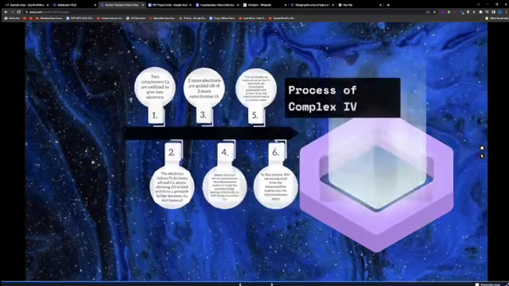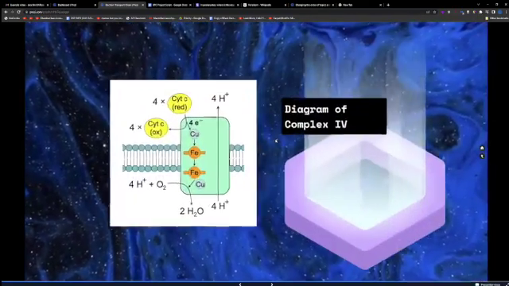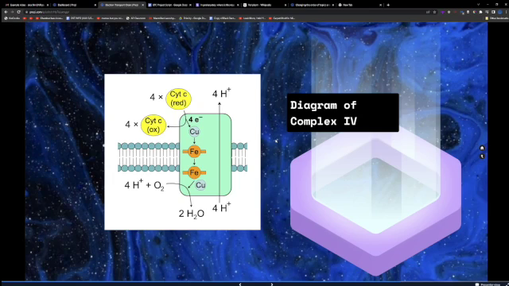Also, here's just a nice diagram of complex 4. It shows the exact process of what's going on in the journey that the electrons take through the enzyme.